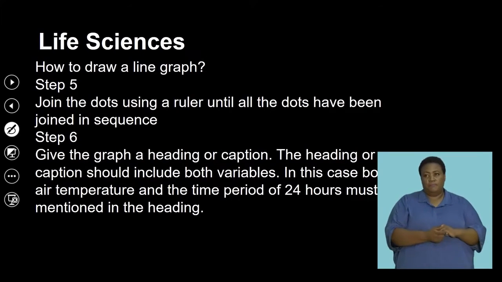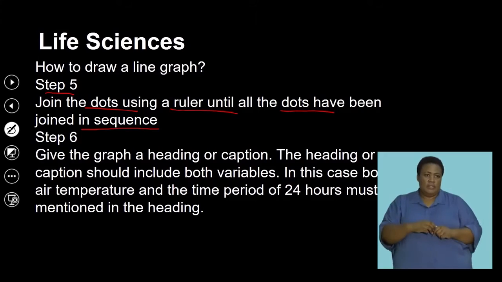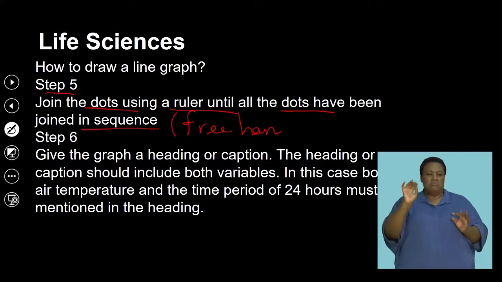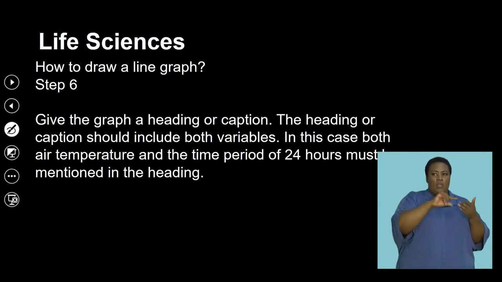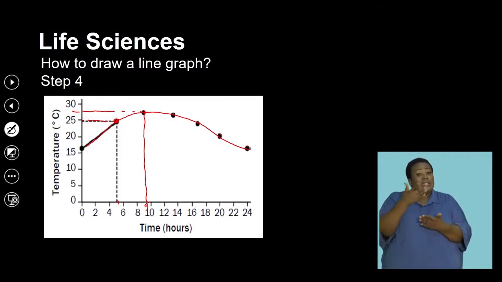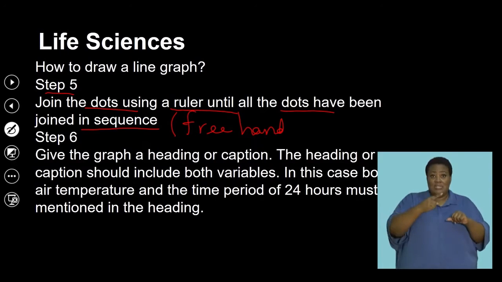Okay, let's look at step 5. Now we've got to join these dots using a ruler until all the dots have been joined in sequence. Now, I know that sometimes your teachers encourage you to use a free hand, which is simply going and connecting the points together. I'm going to go back to this and I'll show you how I would have done that. So you follow the dots and you connect them freehand. And this could be done in science. I know that you're encouraged to use a ruler to do that.